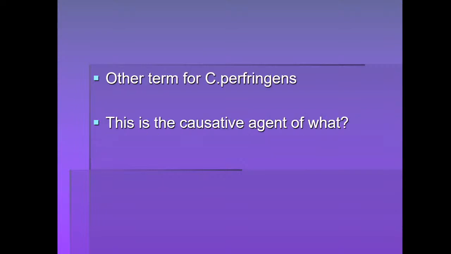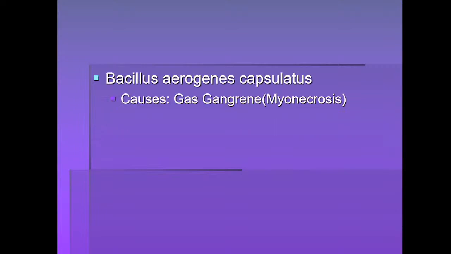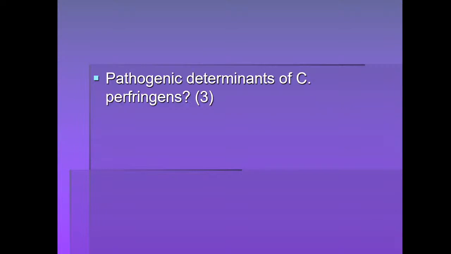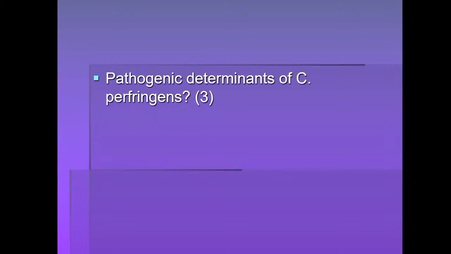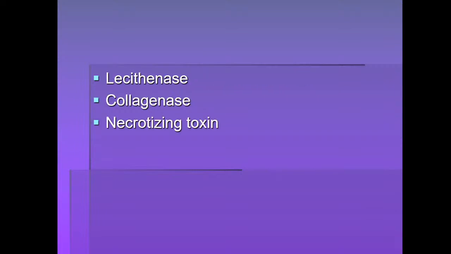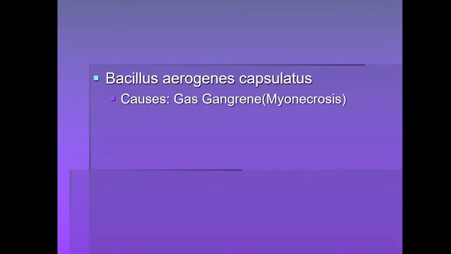Another term for Clostridium perfringens is Bacillus aerogenes capsulatus, which is basically the causative agent of gas gangrene or myonecrosis. And then we also have the pathogenic determinants of Clostridium perfringens: lecithinase, collagenase, and necrotizing toxins. So those are the three things that you need to remember when you're talking about Clostridium perfringens, because this causes gas gangrene.